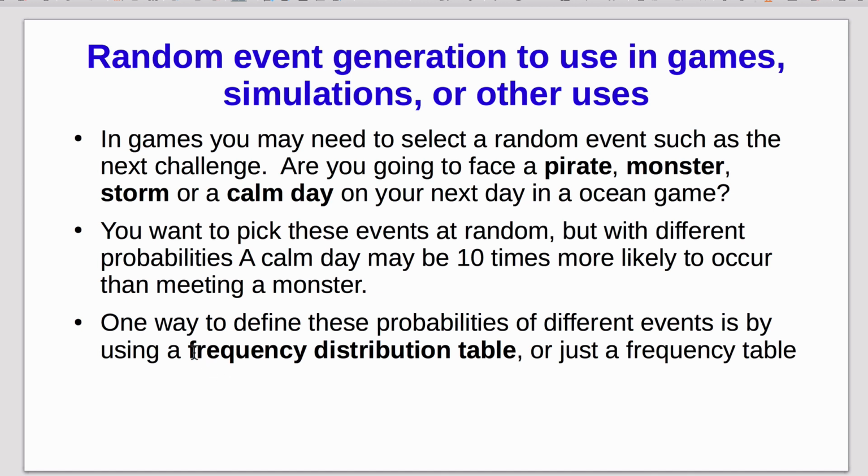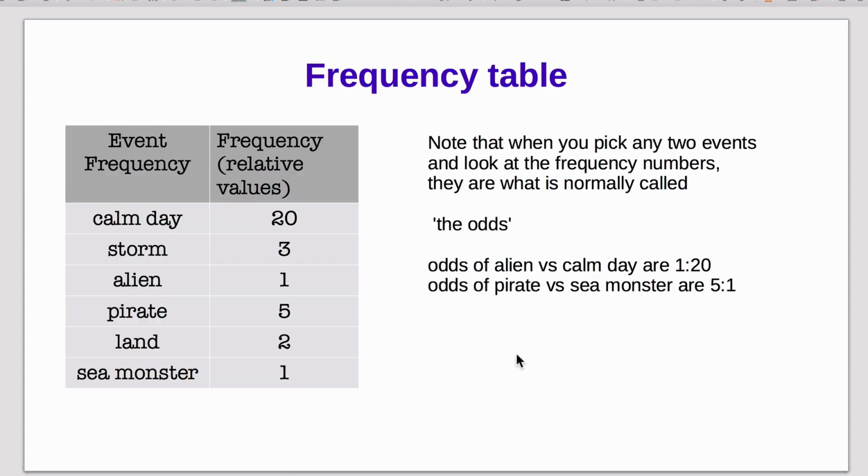One way is to define a frequency distribution table, which defines the probabilities. It looks like this. Here are all the events I want to have in my game. A calm day is going to be the most common, so it'll show up 20 times relative to pirates, which might show up 5 times. This might be the number of times over a long length of time, but basically they're relative frequencies.